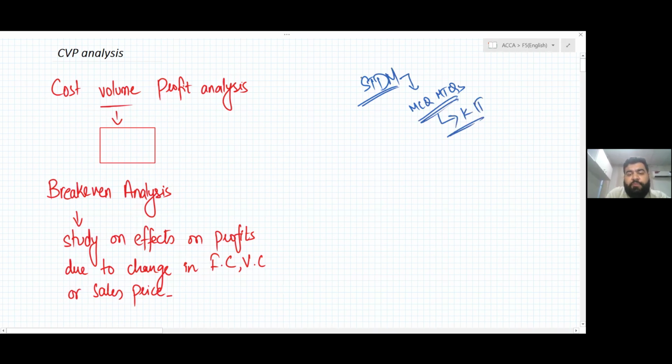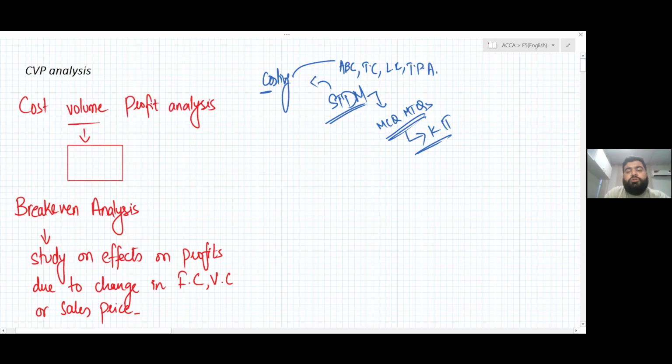Before that, we have completed the costing portion, in which we have done activity-based costing, target costing, life cycle costing, and throughput accounting. The last topic of this portion, costing, is environmental accounting, and that I usually teach at the end of the syllabus. So you are supposed to cover all these chapters we have done in costing, and the practice of that.